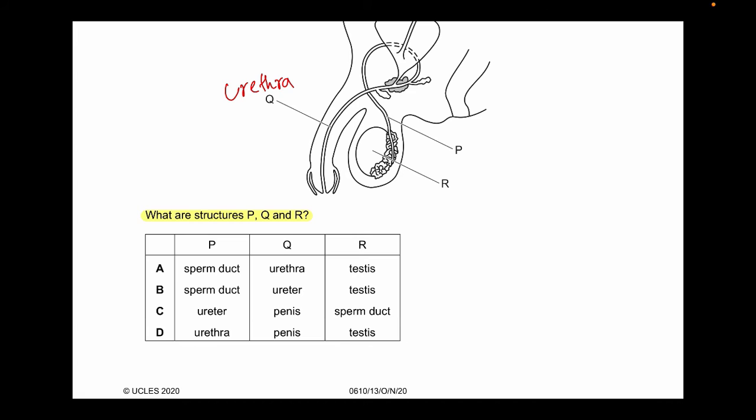All right, and P is sperm duct and R is testis. So R being testis, all right, and Q is urethra, the option is A. P is sperm duct, so option is A.